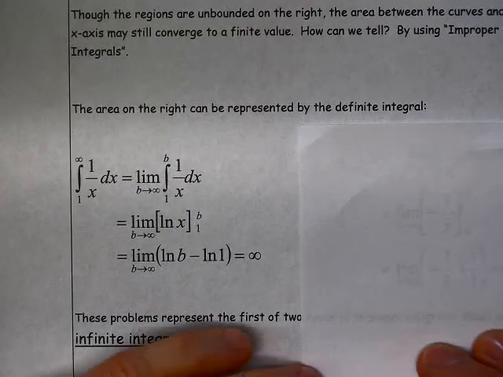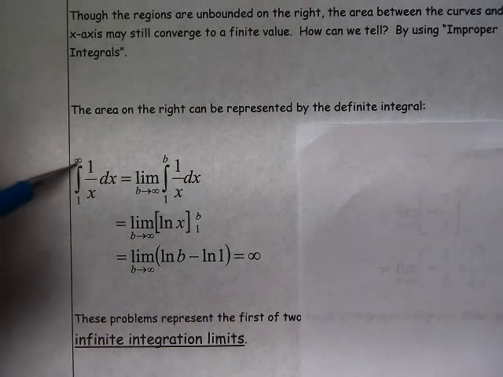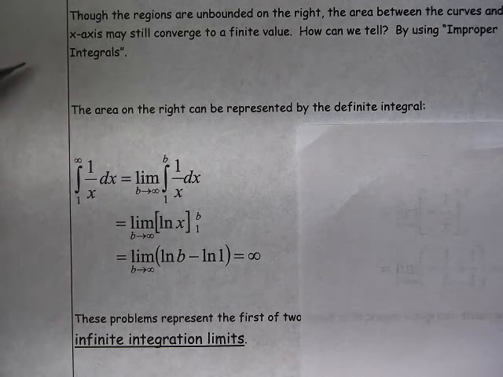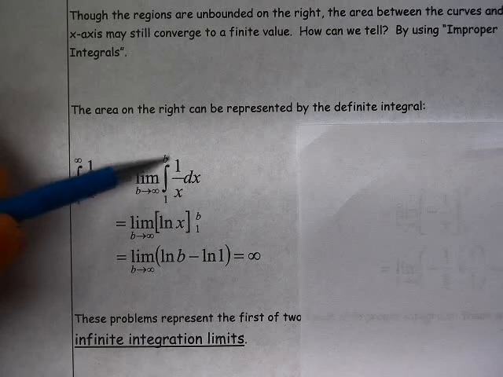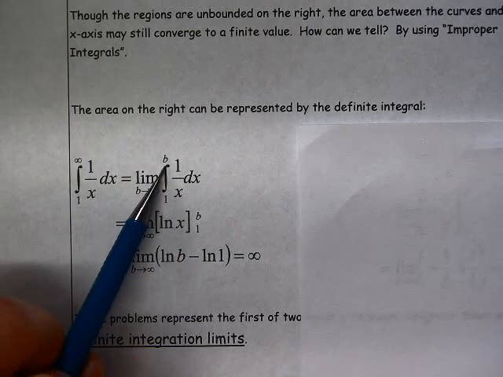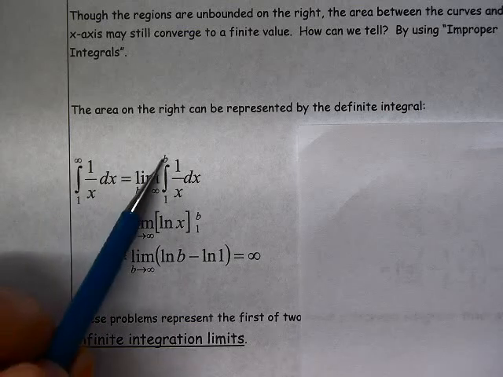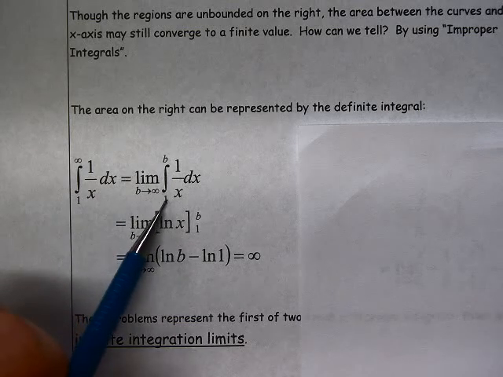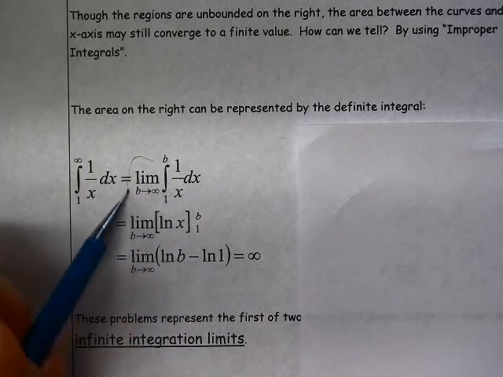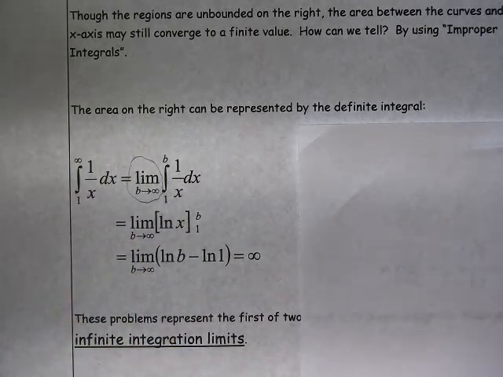The way we're going to do that is we're going to replace this infinity with some variable. I've used b here. There's nothing particularly necessary about making it a b. You can make it any variable you want. So I replace the infinity with a b. So I'm taking the definite integral from 1 to b of 1 over x dx. And then I'm going to apply the limit as b approaches infinity.